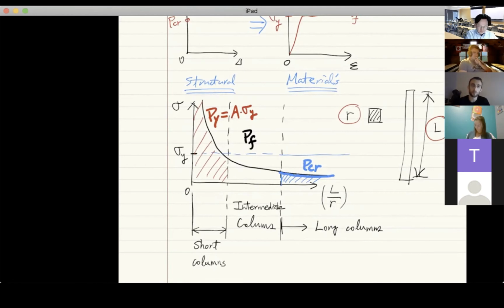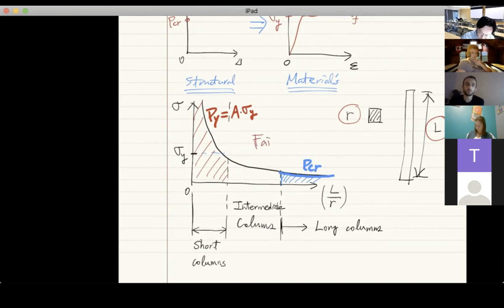But would the yielding stress of this blue line intersect with the curve? No. The reason is, as long as you stress above this level, the structure already fails. This region does not exist. Whatever is above here, there's no intersection. Let me be clear. This is what we call the failure region. This region is just failure.